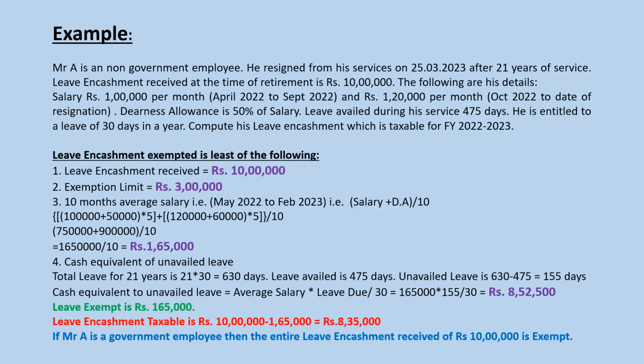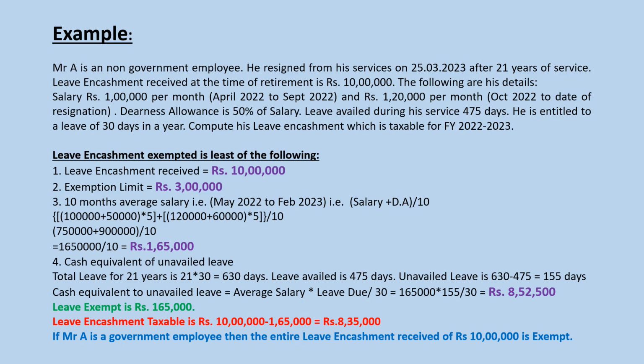Example: Mr. A is a non-government employee. He resigned from his services on 25th of March 2023 after serving for 21 years. Leave encashment received at the time of retirement is rupees 10 lakhs. The following are his details. Salary is rupees 1 lakh per month from April 22 to September 22 and rupees 1 lakh 20,000 per month from October 22 to the date of his resignation. Dearness allowance is 50% of his salary.